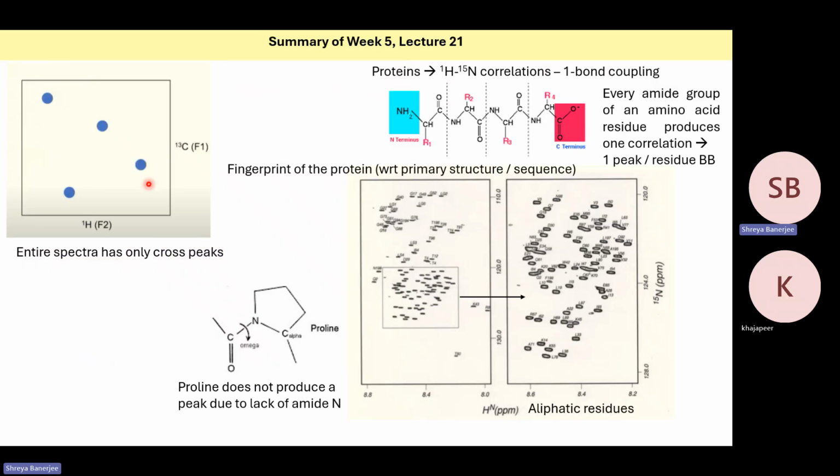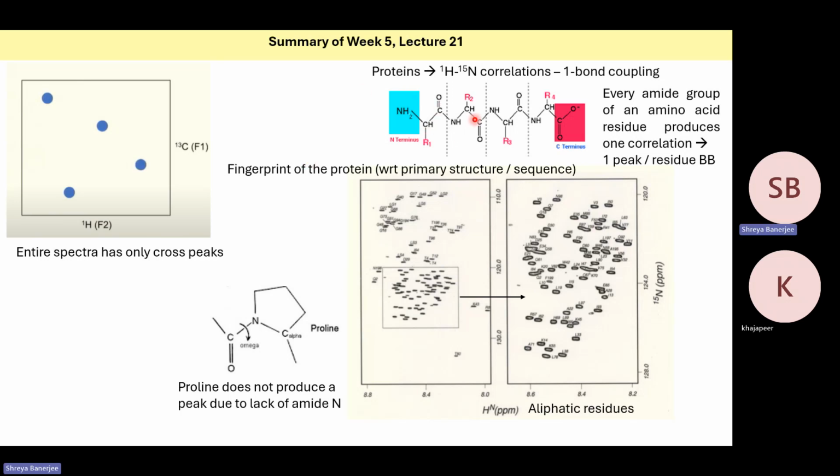Now we look at the spectra. So in HSQC, you will have one frequency F1 as 13C or 15N and the other frequency F2 as 1H. More than the 13C and 1H, the more common HSQC you will see is between 15N and 1H. This is what is observed basically in proteins.